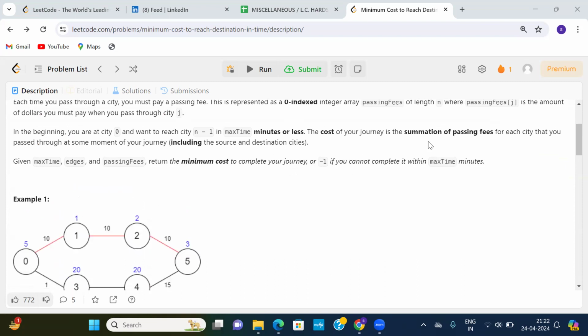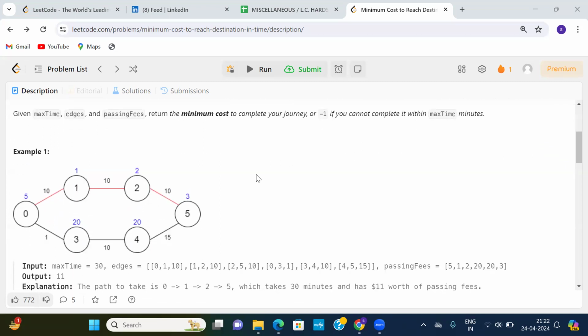The cost of your journey is the summation of passing fees. So there is a passing fee associated with each and every city. The basic idea is these nodes are cities. The edges connecting them denote the time required to travel from one city to another city. And the one written in blue color is the passing fee that we need to pay when we pass through any city. So this is the basic idea.